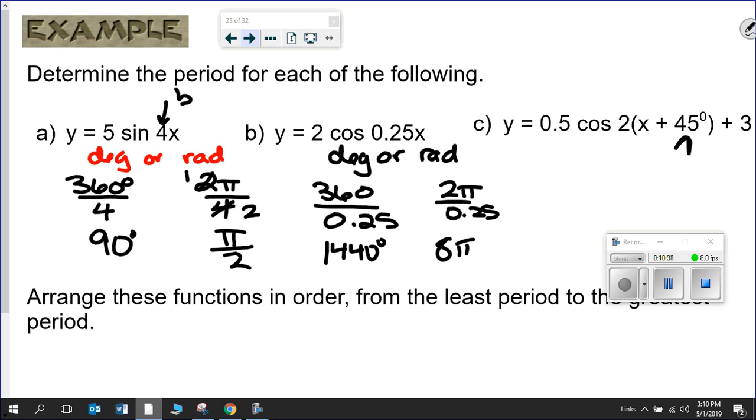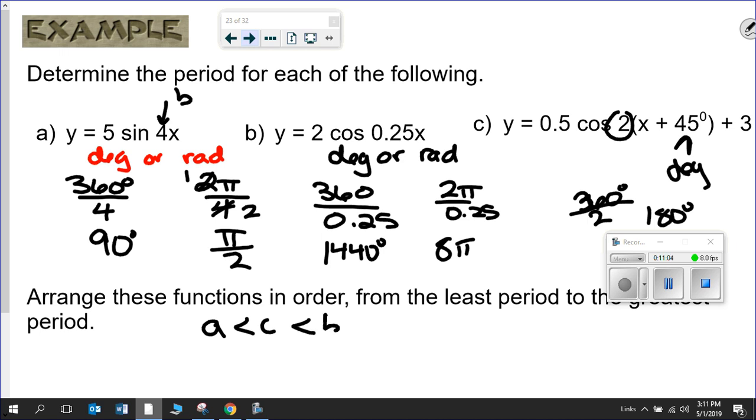This question in the brackets is a degree, so it's only 360. And my b value is 2. 360 divided by 2 is 180 degree period. So if I'm ranking them from least to greatest, the smallest is 90. The next is 180. The next is 1,440. So that's how you find period.